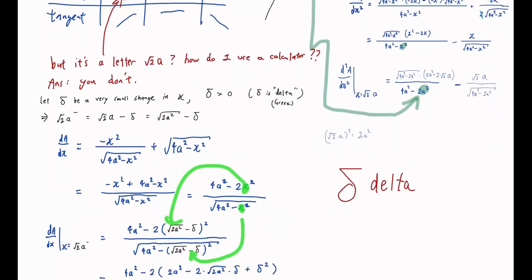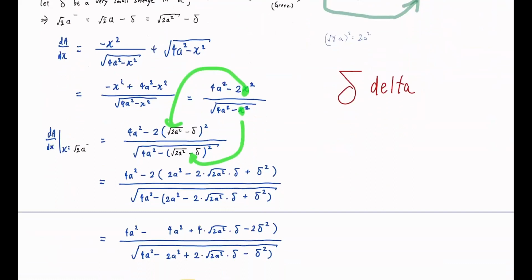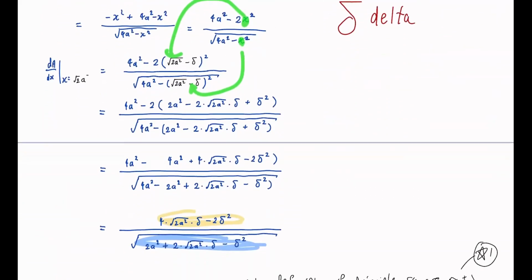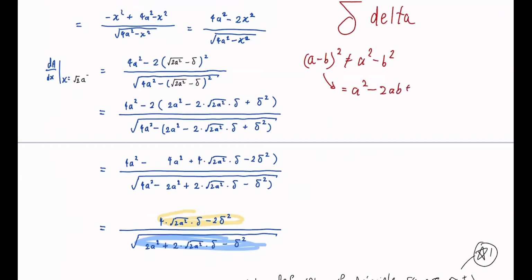Okay, then I continue to expand the whole thing. Please take note that (a - b) squared is not a squared minus b squared. Instead, it is equal to a squared minus 2ab plus b squared. So that means that you need to expand all three terms.